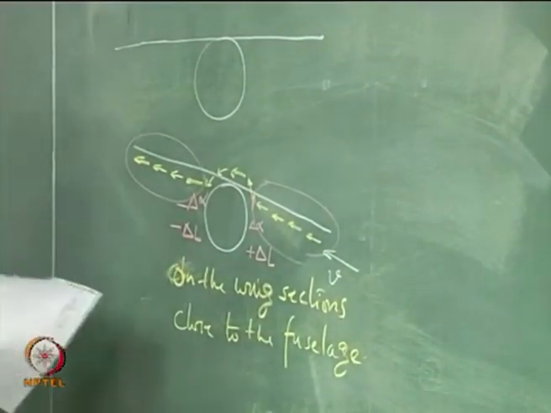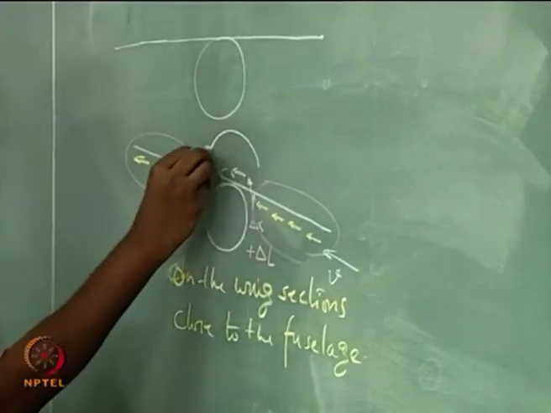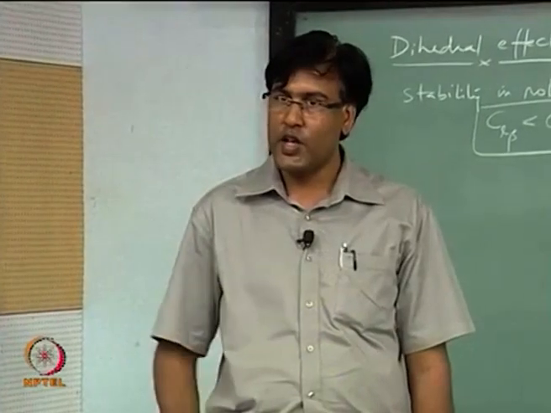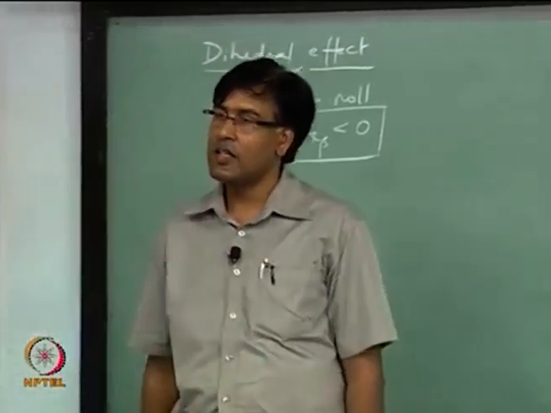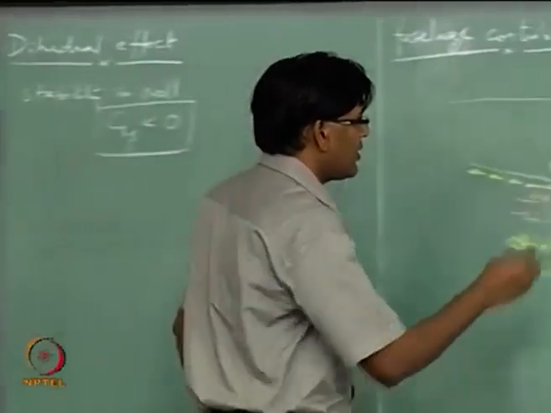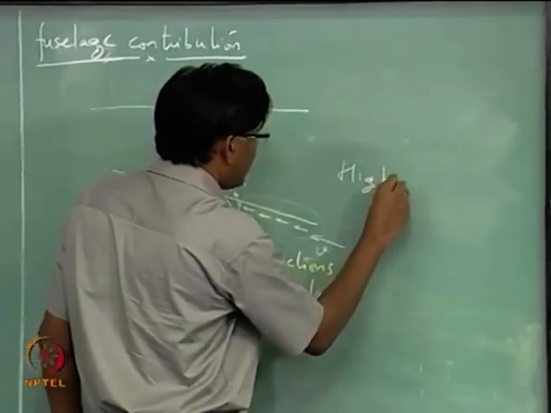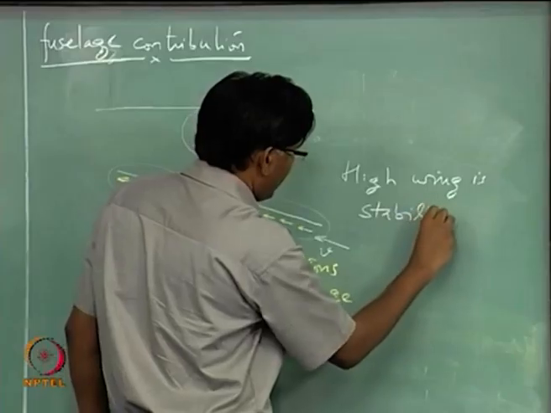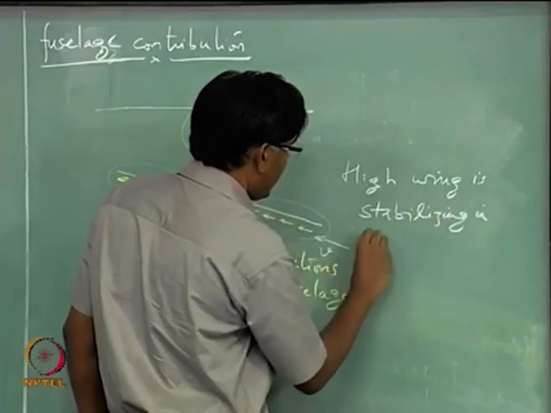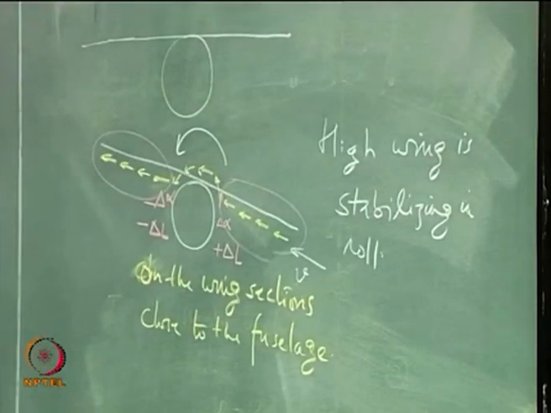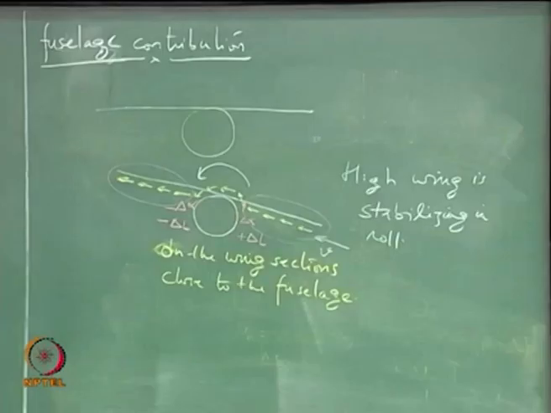Right. So you get a moment which is negative. So a high wing configuration is a stabilizing configuration, stabilizing in roll. Whenever I get CL beta less than 0, I will say it is a positive dihedral effect. Okay.